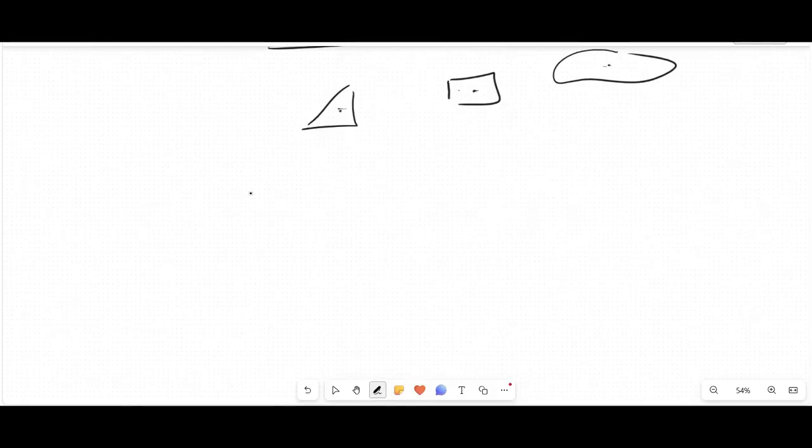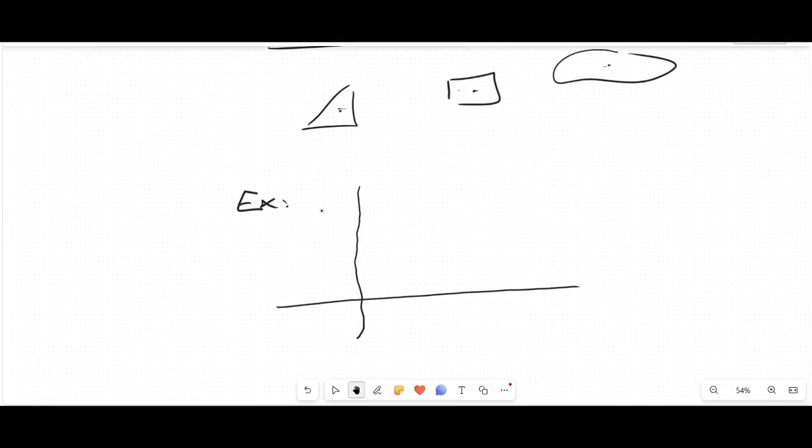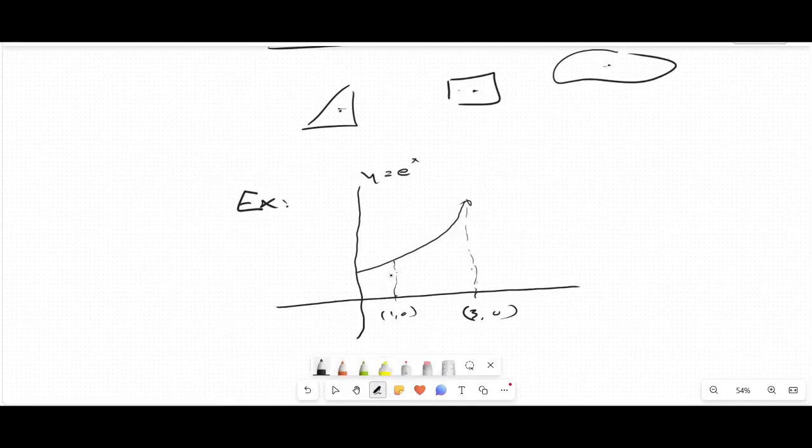Another example. They give us this graph, y equals e to the x. Here's my y equals e to the x. They want us to go as far as 3 comma 0, and they want us to start at 1. So we'll start at 1, 1 comma 0. Okay, so they've given us this little shape here.